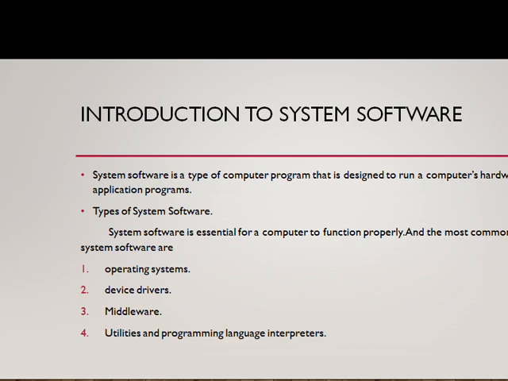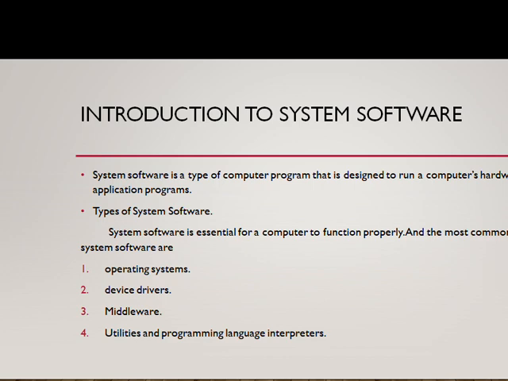System software is a type of computer program which is designed for running both the computer hardware and application programs. This system software is very important for each computer. Without system software, it is not referred to as a computer. So, there are different types of system software. It is divided and used based on their essential characters and features.